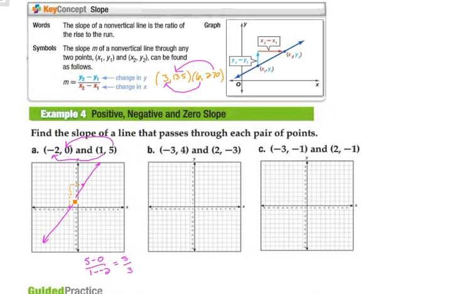And again, how far do I know when to stop? Always make a little right triangle between those 2 points and then count how far did I rise over run. Slope of this guy, 5/3.